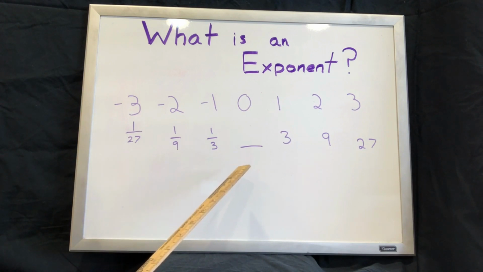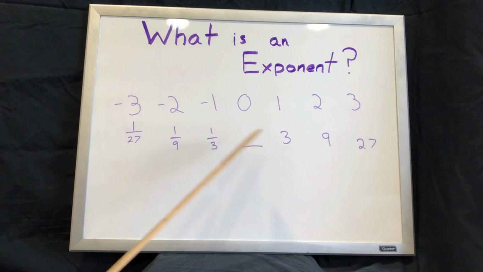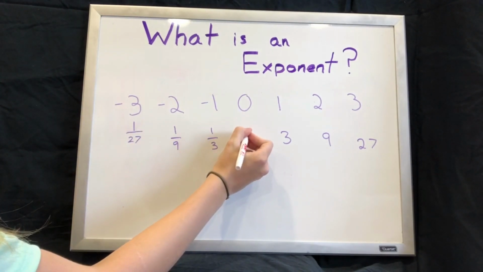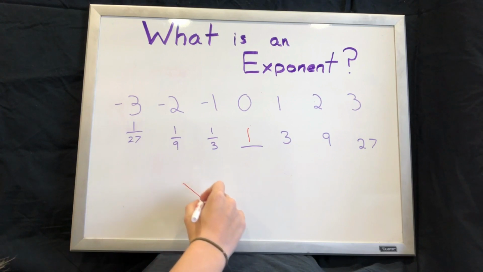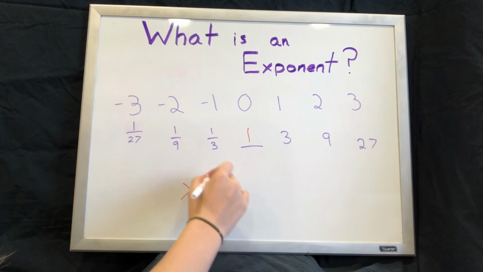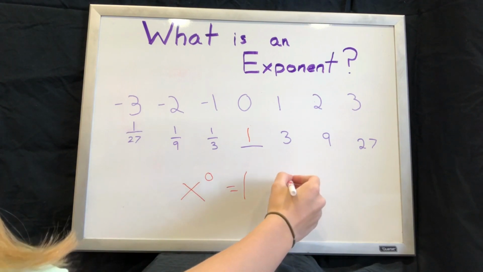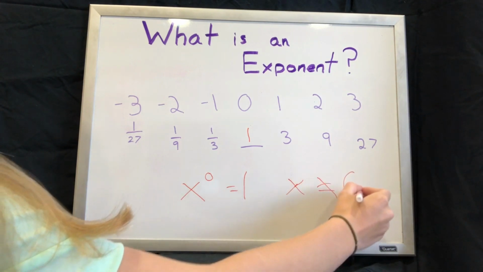So let's look at the missing number. We have to figure out what 3 divided by 3 is. Is it the same as 1/3 times 3? Yes, it is. This missing number is 1. Thus, we can conclude that 3 to the 0 power is 1. As a matter of fact, this is true for all numbers. x to the 0 equals 1, as long as x does not equal 0.